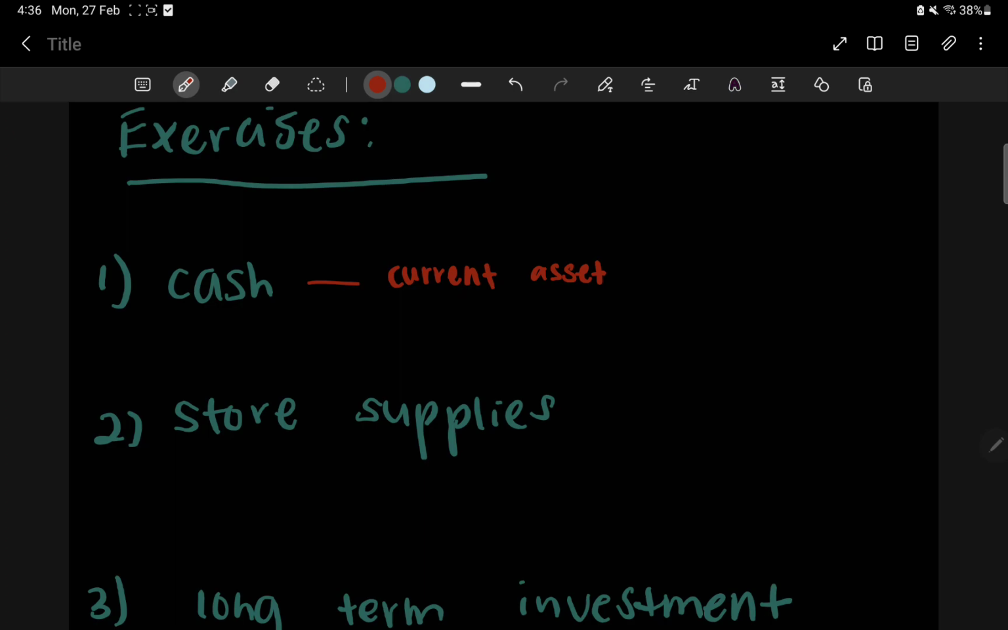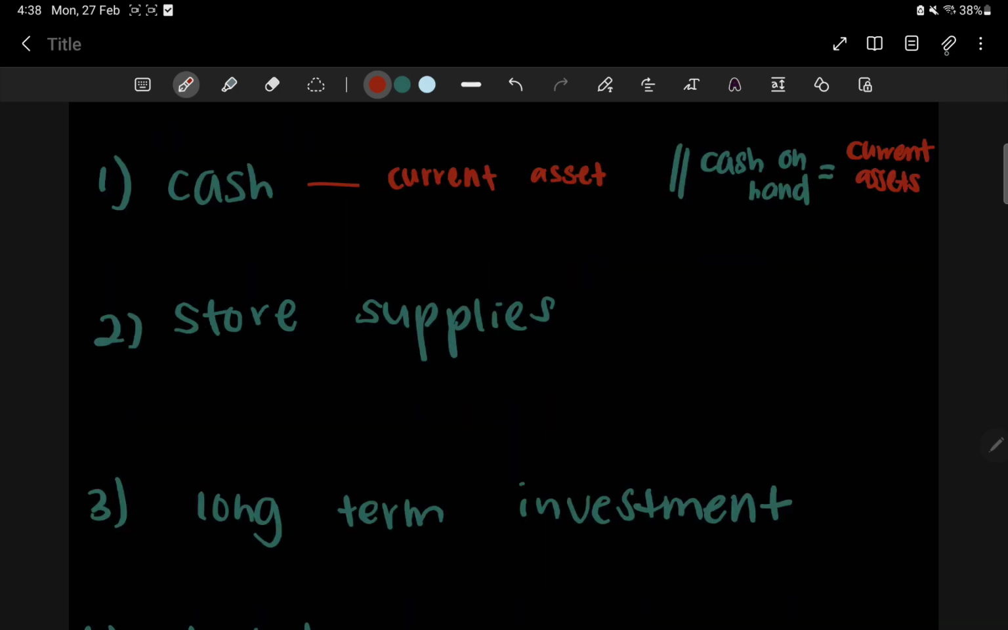Or they can also tell you in the question cash on hand. Cash on hand is also the same meaning as the current asset. So don't get confused or panic. Alright, so what about the store supplies? Store supplies is considered as a current asset.